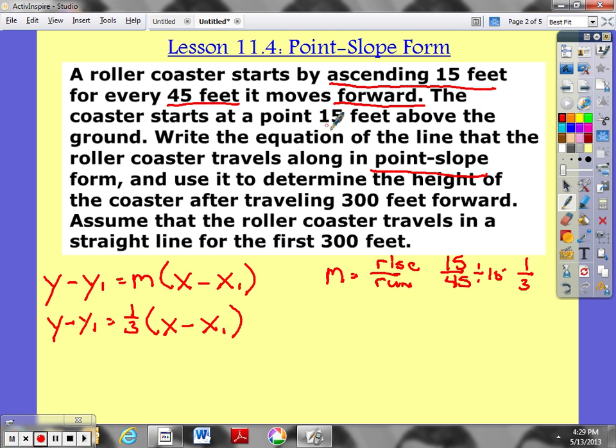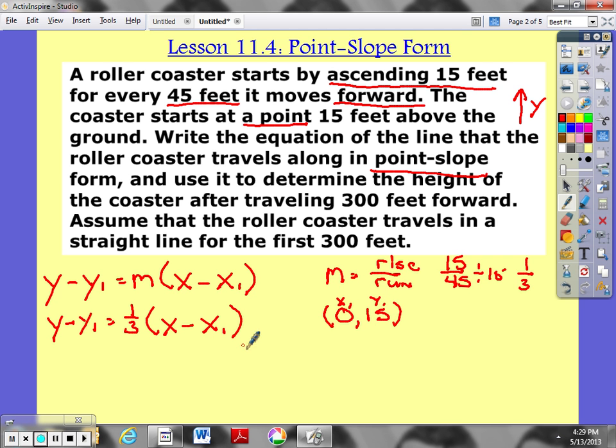The roller coaster starts at a point, so that's an ordered pair. A point 15 feet above the ground, so we're talking about rise, which is the y-axis. 15 feet above the ground. Now notice that it's 15 feet above where its starting point is. So that must mean we start at the origin, we don't move anywhere forward or backwards on the x-axis, so the x value is 0, and the y value is 15. Now this is my x sub 1, this is my y sub 1.